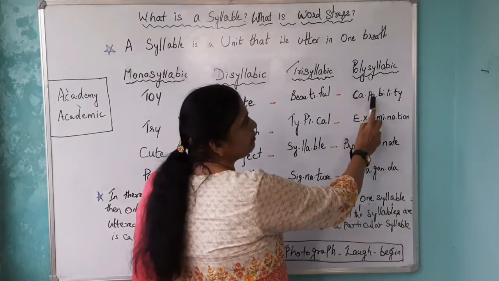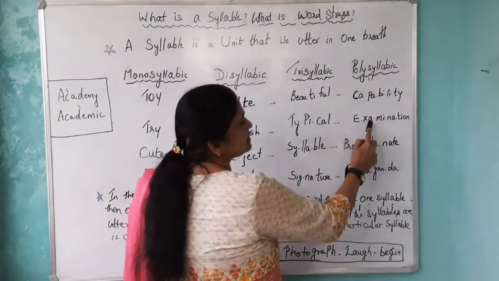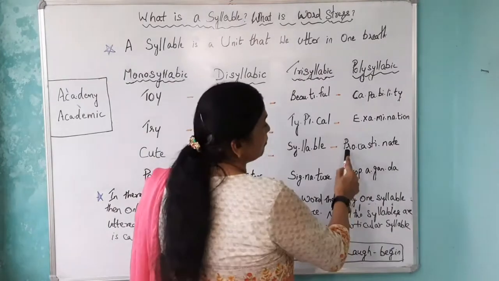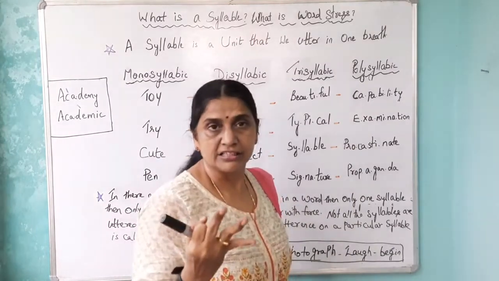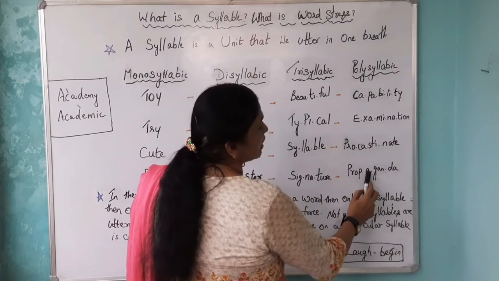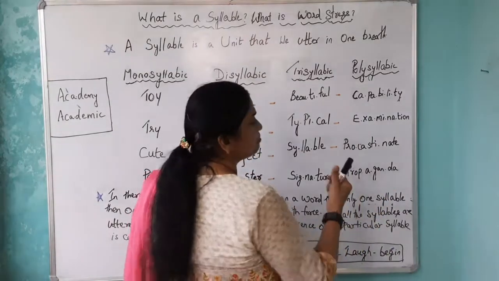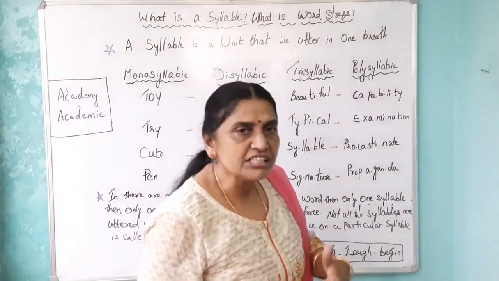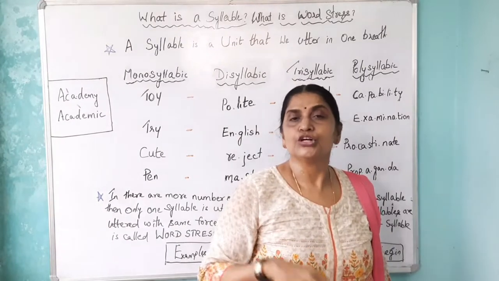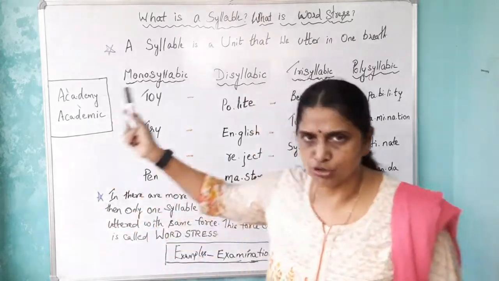For example, capability. Okay, five. Examination, five. Procrastinate. It is a four-syllable word. Then propaganda. This is also four. Propaganda. So this sort of syllable identification will help you to place the stress. That's the next topic we are going to learn. So hope you understood about syllable.